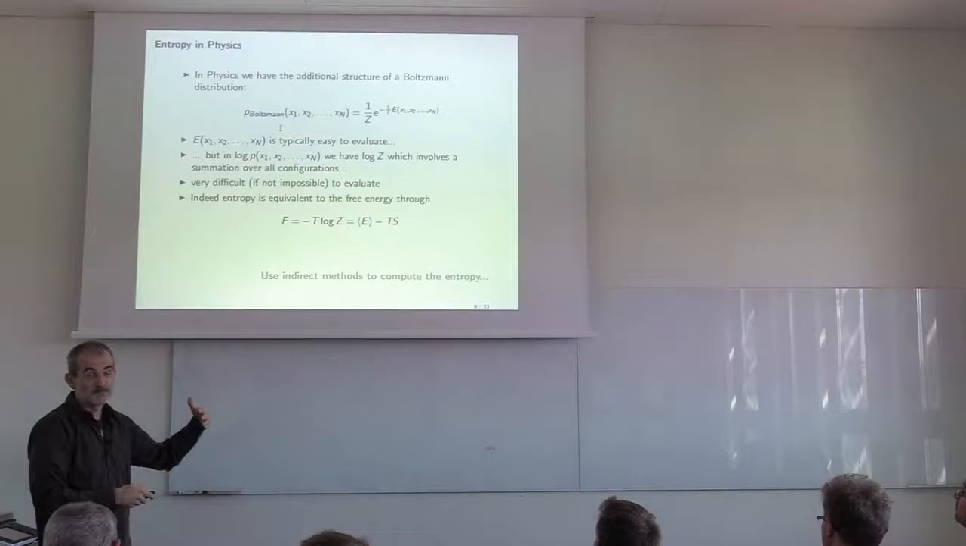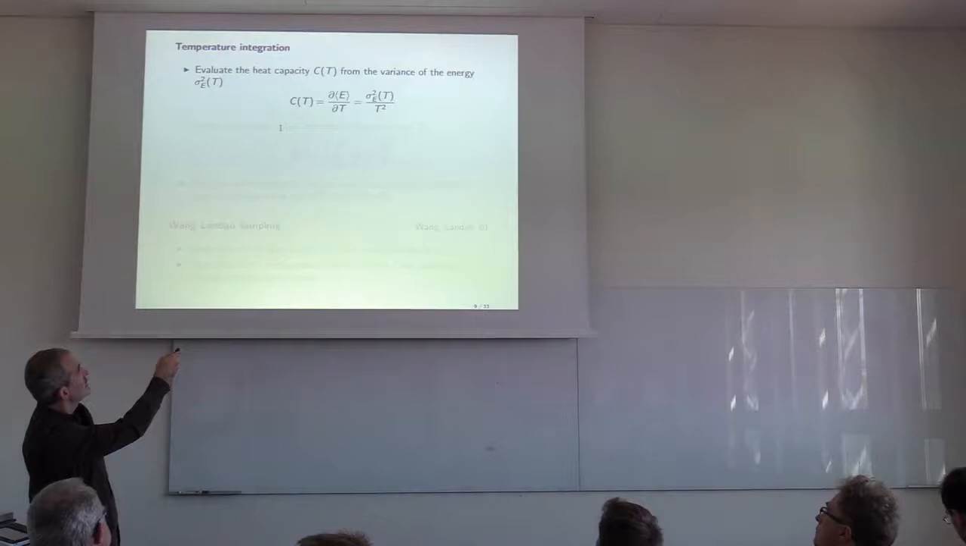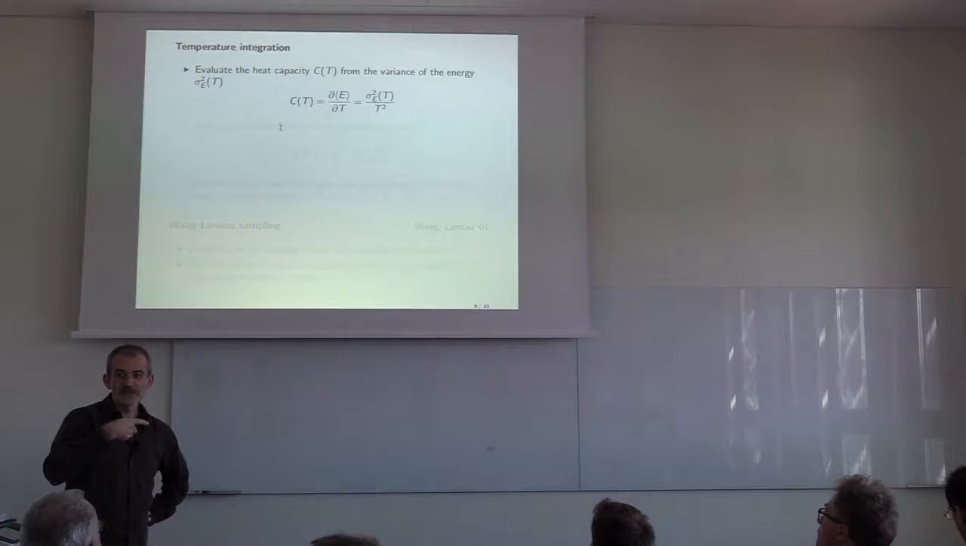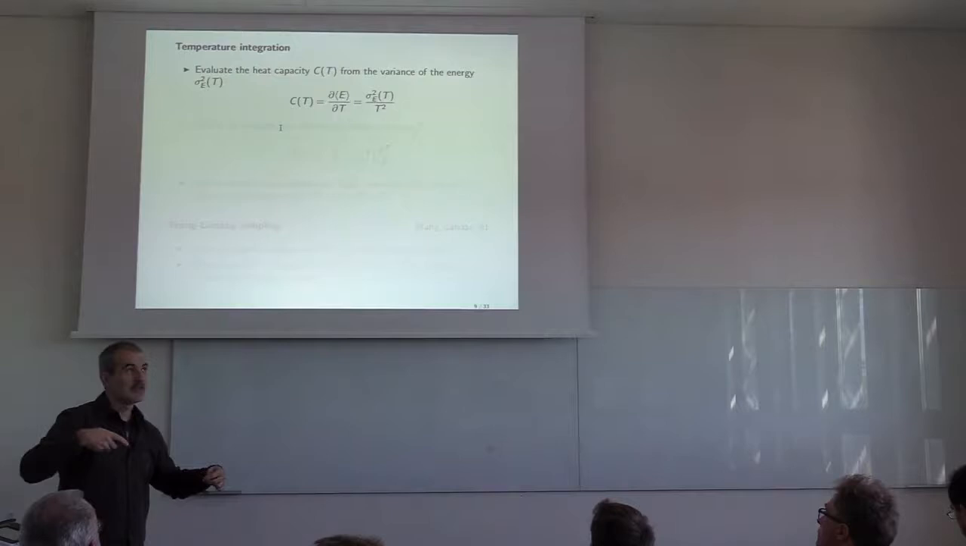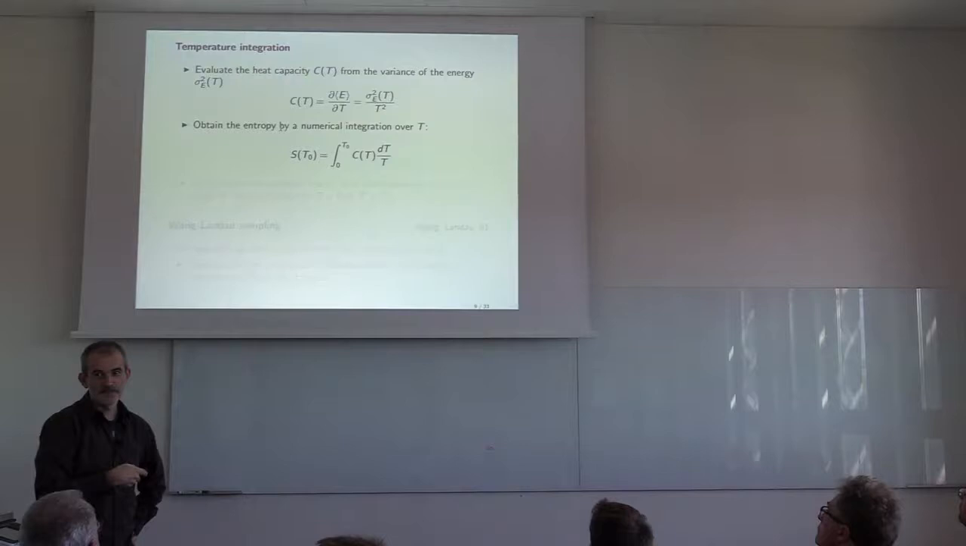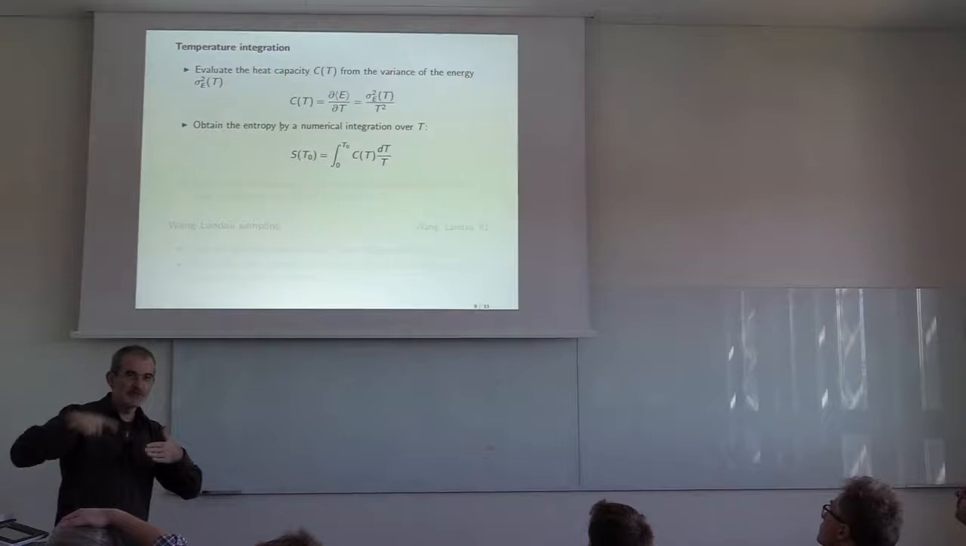But of course, these quantities are very important, so people developed various indirect methods to compute the entropy. Basically, I have two methods. First is temperature integration. It amounts to the following. First we want to compute the heat capacity of the system at a given temperature, and this can be estimated from the variance of the energy. This is simple to compute from a set of Monte Carlo configurations at a given temperature. Then it turns out that one can evaluate the entropy as an integral over the temperature of C of T divided by T. This is nice, but in order to use this formula, if we are interested in the entropy at some temperature T naught, we need to perform Monte Carlo simulations from zero temperature up to this temperature.